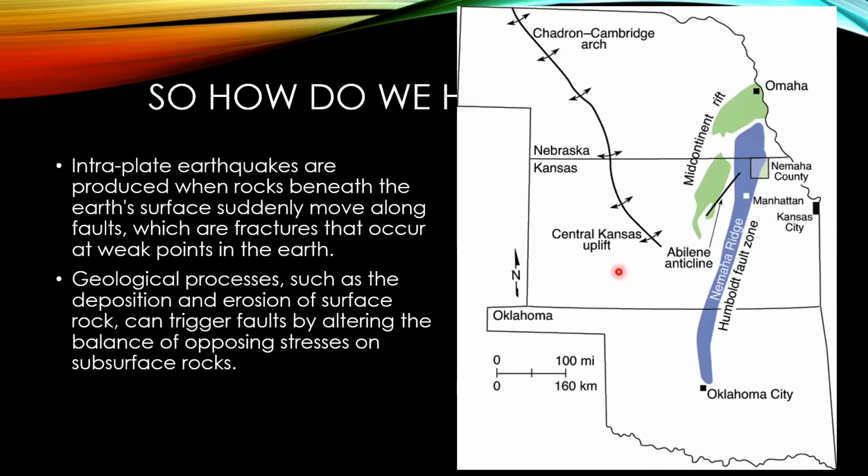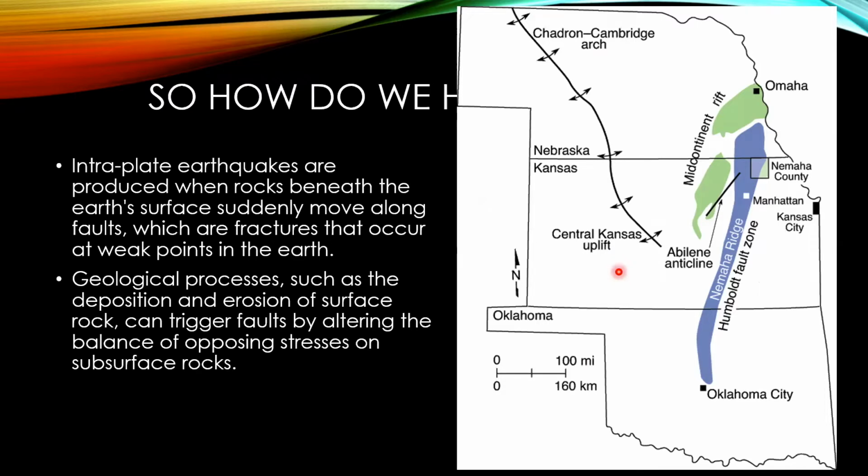So how do we have earthquakes in Kansas? Again, 2% of our earthquakes generally don't occur along the plate boundaries, and these are called intraplate earthquakes. And they're produced when rocks beneath the Earth's surface suddenly move along faults, which are just fractures that occur at weak points in the Earth.